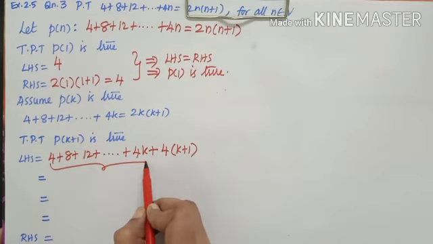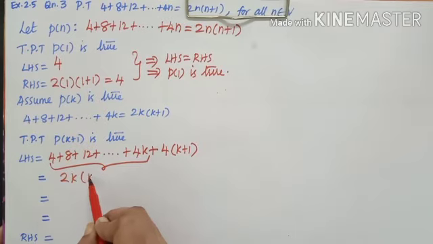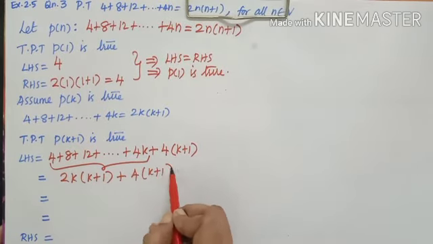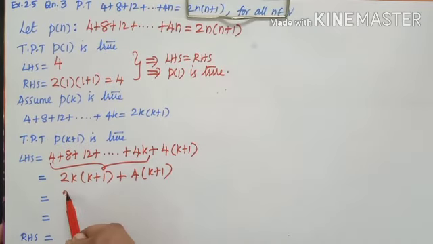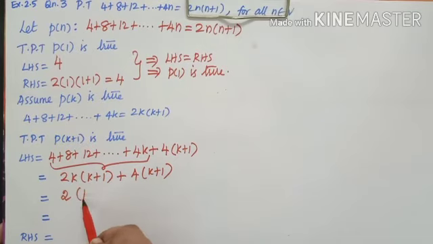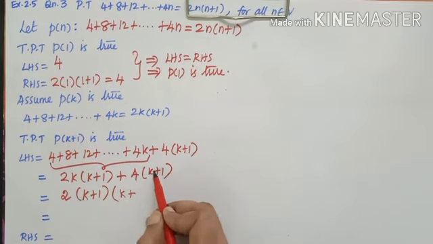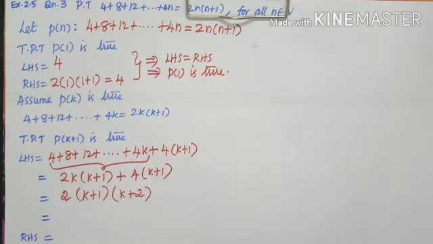4 to 4k. From this step, I can write 2k into k plus 1 plus 4 into k plus 1. In these two, k plus 1 is common, also 2 is common. So I can take 2 into k plus 1. What is remaining? Here k plus 1 is taken, 1, 2 is taken. So I am left with 2. So my answer is 2 k plus 1 into k plus 2.